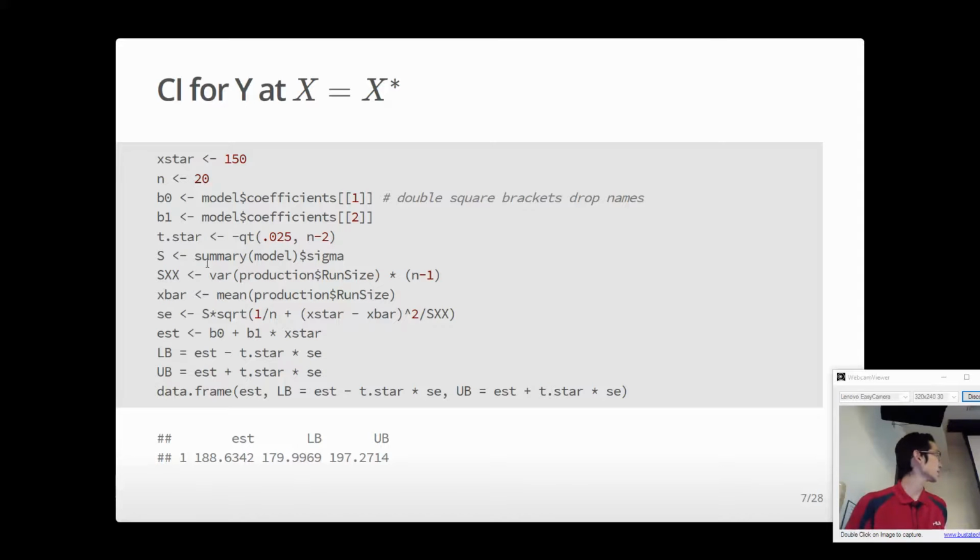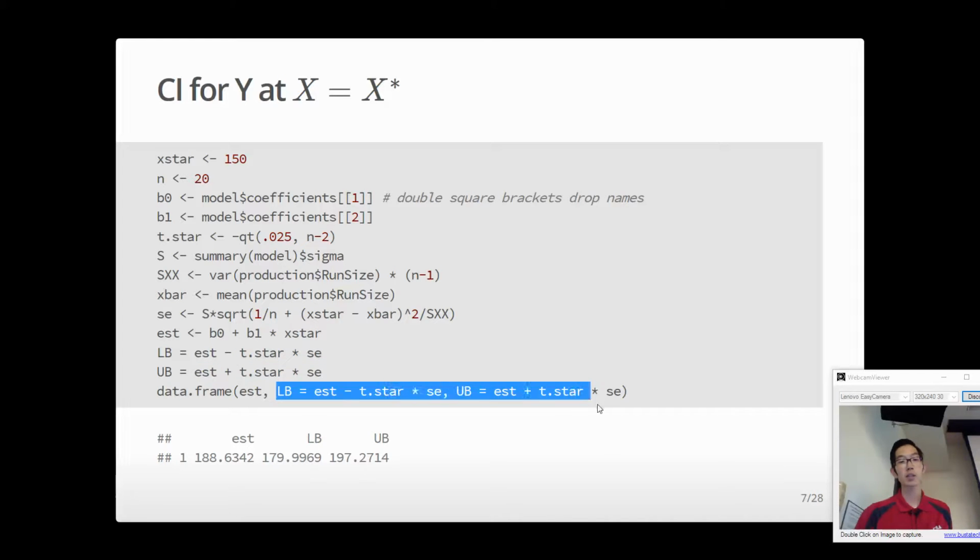So each of these things, the sigma in our model is s. Sum of squares x is our variance times n minus 1, all of these things. And then our estimate of what y star is b0 plus b1 times x star. Our lower bound will be our estimate minus t star times the standard error, and our upper bound will be our estimate plus t star times the standard error. Okay, and we get that.